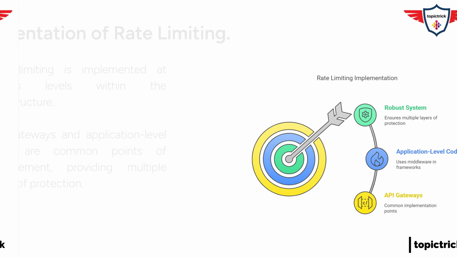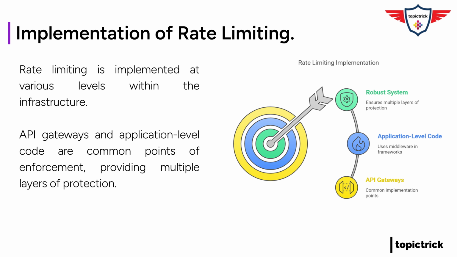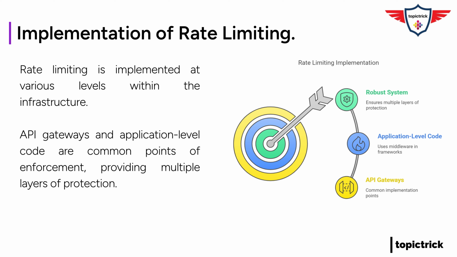Where is this rate limiting actually implemented? Well, it happens at a couple of different levels. A common one is at the API gateway, which you can think of as the entry point to a service. Things like AWS API Gateway, Kong, Nginx, they all do rate limiting. But it can also be implemented at the application level, like within the app's code itself. This is often done using middleware in frameworks like Express.js or Flask. So multiple layers of protection.